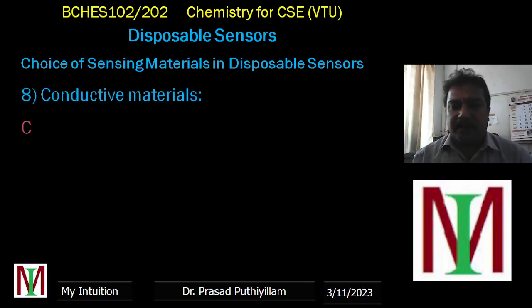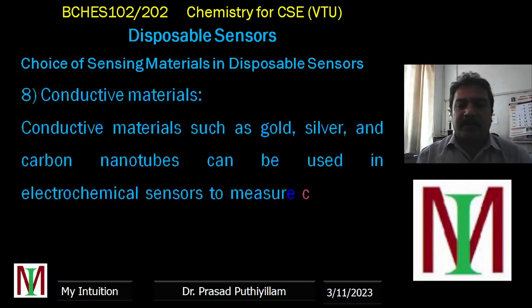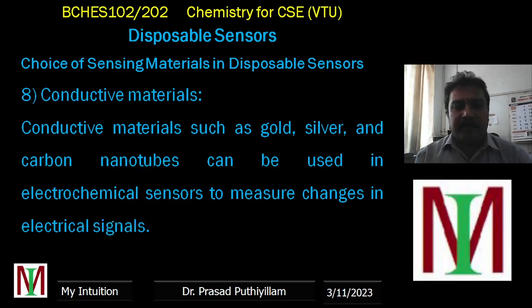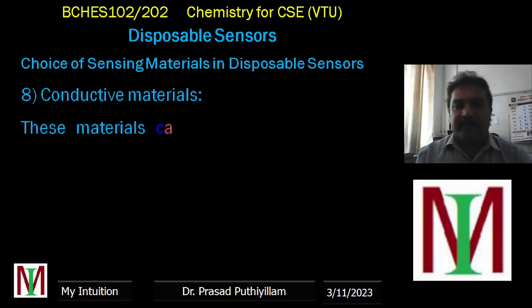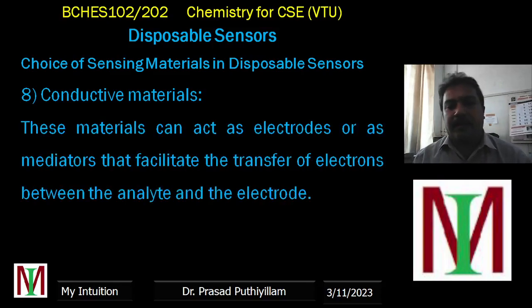Conductive materials. Conductive materials are some of the materials that we are using, such as gold, silver, carbon nanotubes, and even polyaniline, already covered in the previous topic. They can act as an electrode or as a mediator to facilitate the transfer of electrons, the movement of electrons between the analyte and the electrode material.